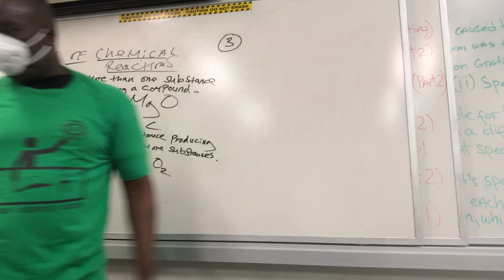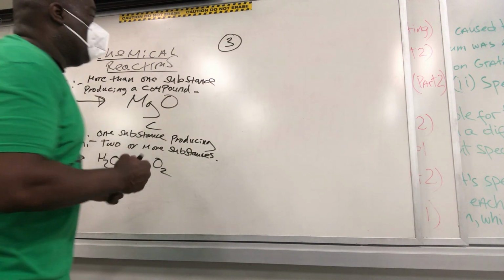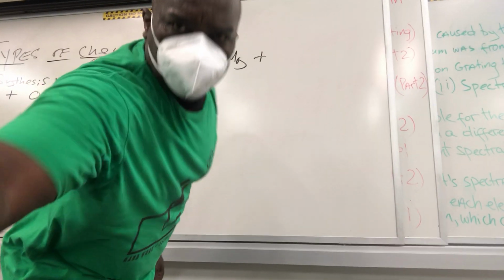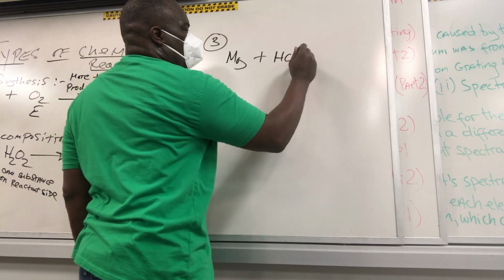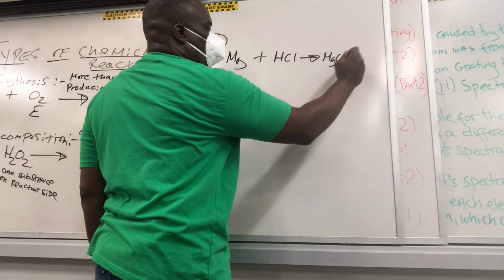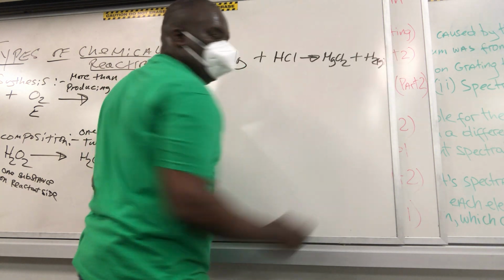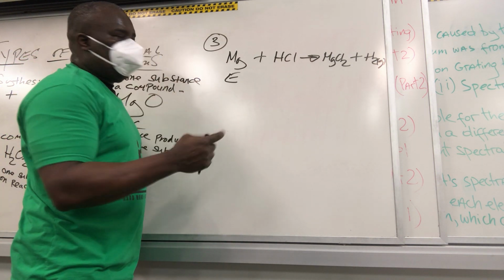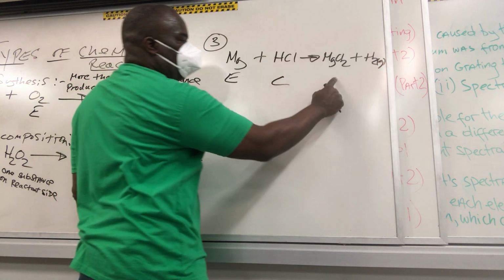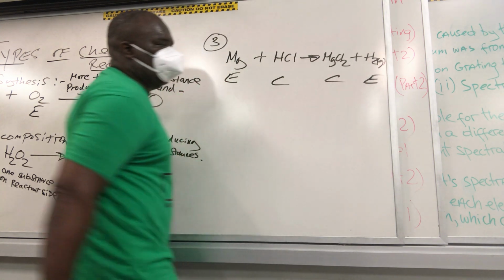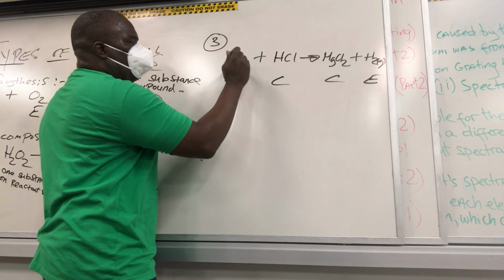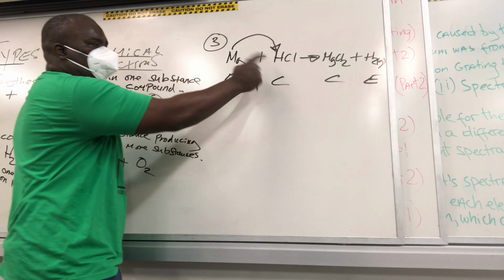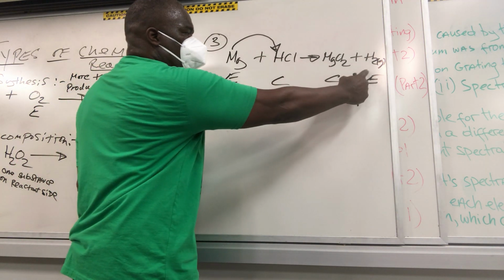So number 3, we have magnesium reacting with HCl, producing MgCl2 and hydrogen gas. So what's happening here? We have an element, and the element is reacting with a compound to produce another element and another compound. Different element, different compound. This particular element, Mg right here, is replacing the hydrogen. Think of it as kicking it off, and the hydrogen now is by itself.